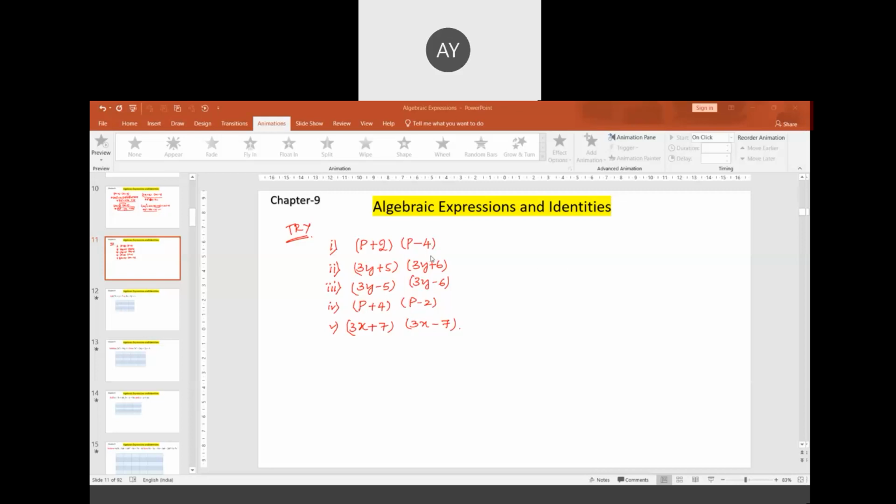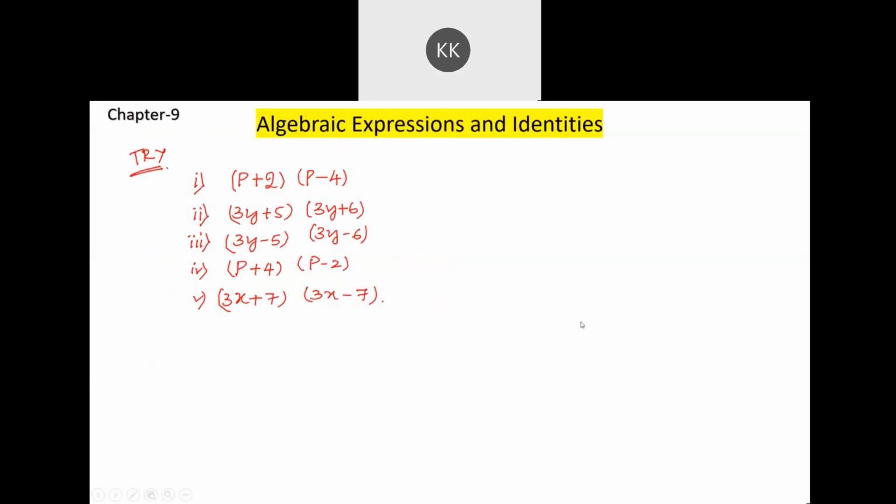Sir, we have solved the questions. Yes, sir. Five questions as homework. The last question can be solved using another identity also. So we must know that identity: (a plus b) into (a minus b) is a square minus b square. That identity can be used.